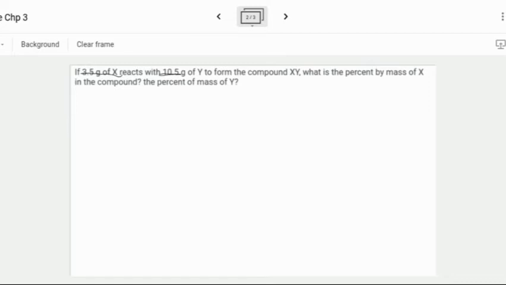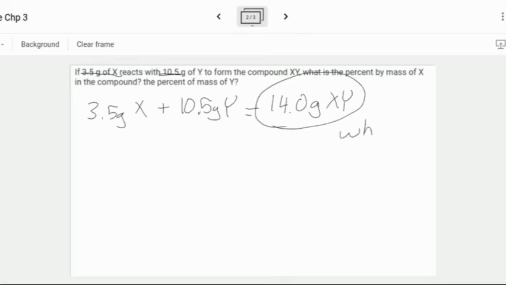To get the total, we would have to add those together because, again, that's the law of conservation of mass. You read that earlier. These are our two reactants. When they form that compound, they're going to have the same mass. So we'll have our 3.5 grams of X plus our 10.5 grams of Y, and that is going to give us 14 grams of XY. So this is our whole, and that is going to go on the bottom.